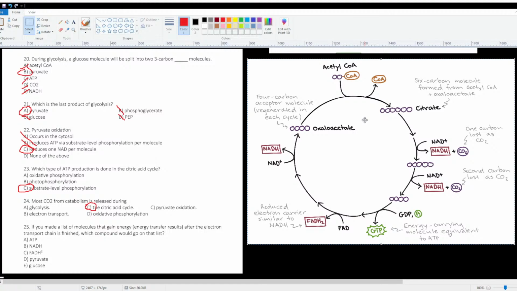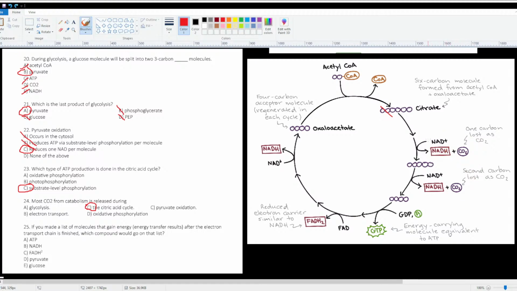So look at this diagram. Here we have oxaloacetate. Oxaloacetate is a 4-carbon structure. Acetyl-CoA is a 2-carbon structure. 4 plus 2, of course, equals 6. But to get back to oxaloacetate, we're going to break down citrate. We're going to release 2 carbon molecules in the form of CO2.